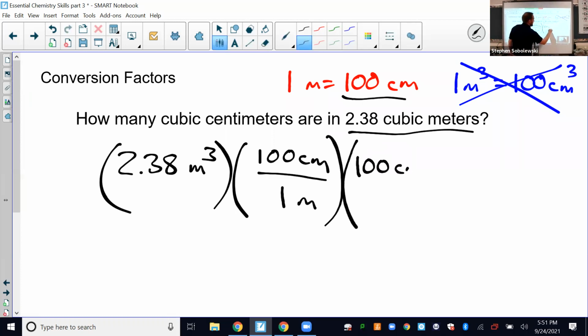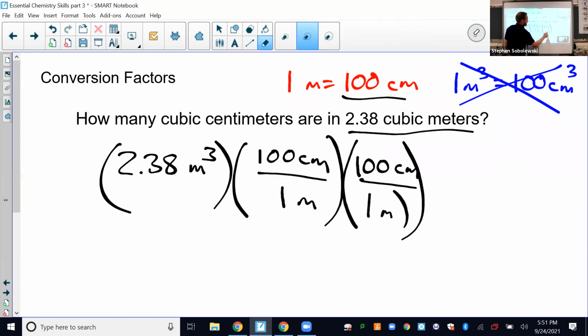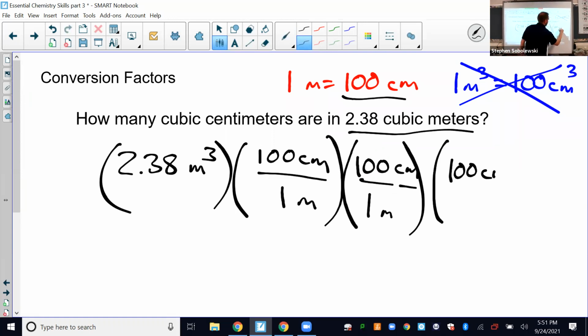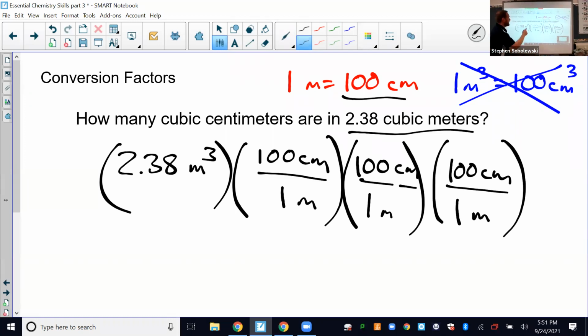Repeat this again. And repeat it one more time. Now look at the units. We have meters cubed as our numerator on the left side. We have meter, meter, meter as our denominator. That will cancel. Meters cubed divided by meter, divided by meter, divided by meter, cancels. What are we left with? Centimeter times centimeter times centimeter. That's centimeters cubed.